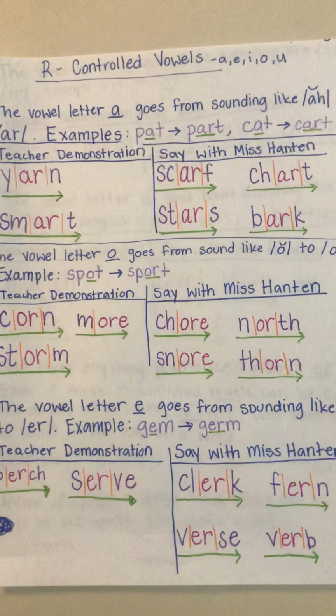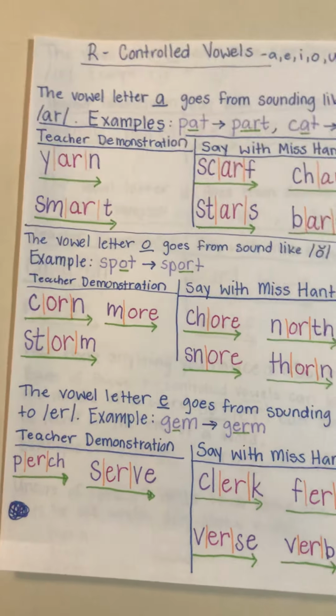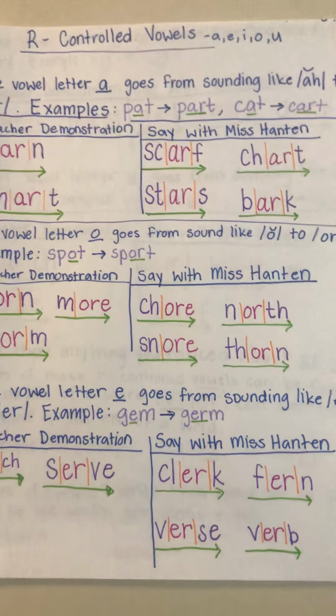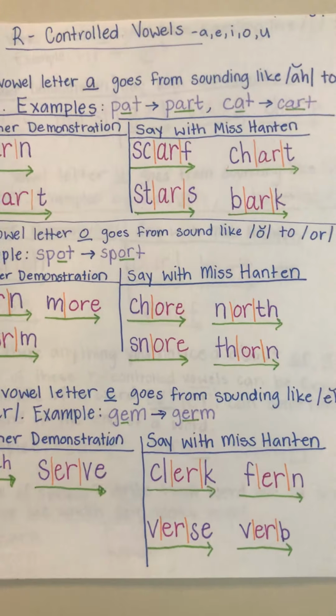So when you hear the /or/ sound in the middle of a word, it will be spelled with OR. If you have /or/ as the final sound of a word, it will be spelled most of the time as O-R-E. So then let's move down to the vowel letter E. The short E sound is /e/, but if you add an R behind it, it sounds like /er/. An example would be if I had gem and I added an R, I would then have germ.